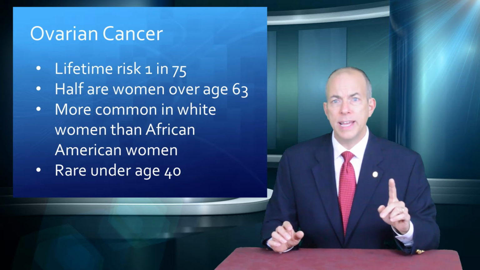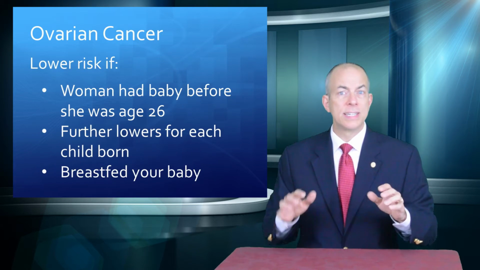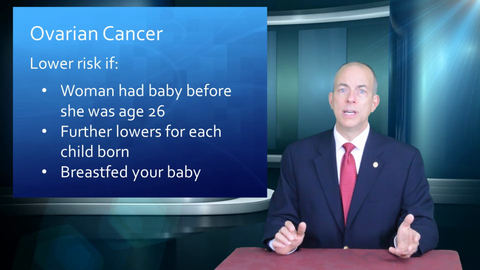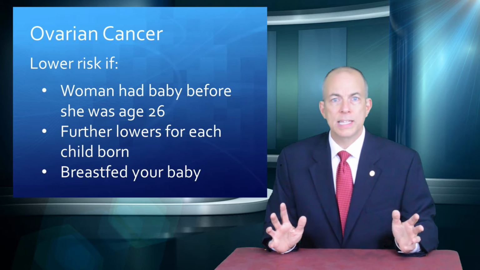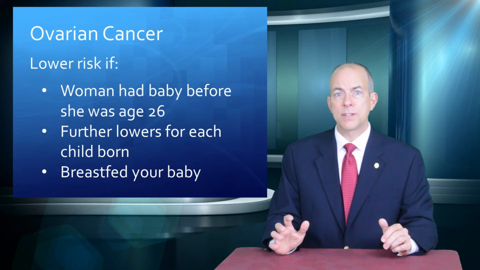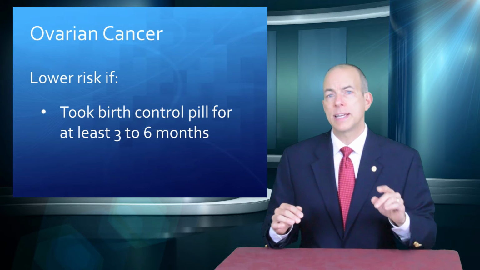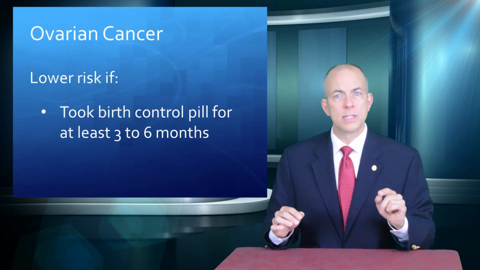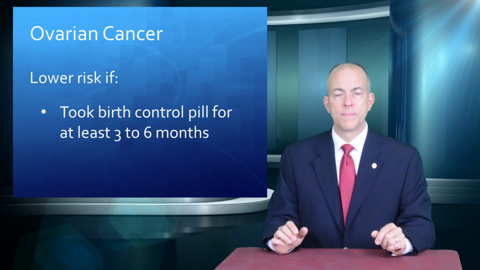The risk goes up with age and is rare in women under age 40. Risks decrease if a woman has had a baby before turning age 26. The risk further lowers for each additional child. Breastfeeding has been found to also lower the risk of ovarian cancer. The risk of developing ovarian cancer also decreases if a woman has taken a birth control pill for as little as 3 to 6 months. This lower risk continues for years after no longer taking the pill.